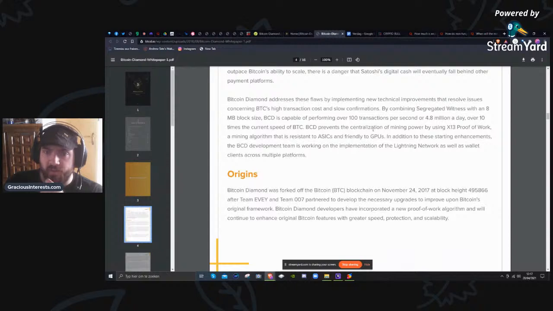Okay, BTCD prevents centralization of mining power by using X13 proof of work, a mining algorithm that is resistant to ASICs and frankly to GPUs. I can get into much more detail when it concerns the X13 algorithm for proof of work. Most important part is that it is resistant, well, tries to be resistant to ASICs. Without getting too much into technical detail, I believe I've heard and read somewhere that X13 isn't as ASIC proof as it might be, so it might be a little bit outdated.